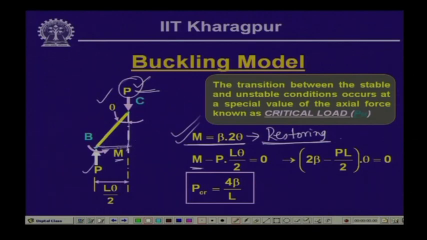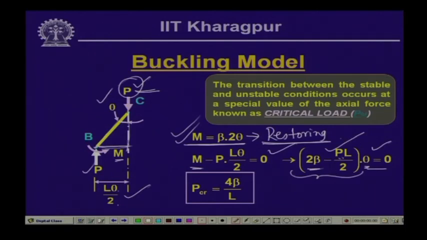So, this distance is L by 2 times theta. So, P times L theta by 2 minus M equals 0. Now, this gives you M equals 2 beta theta. So, (2 beta minus P L by 2) times theta equals 0. Now, either theta could be equal to 0 or this bracketed term equals 0. If theta is equal to 0, then naturally it is in a straight form, so there is no buckling. Hence this bracketed term is equal to 0.